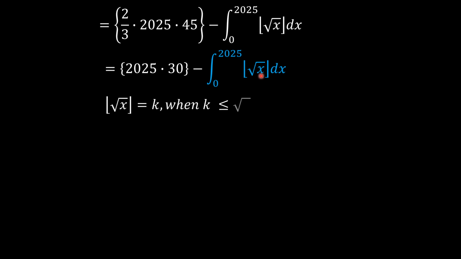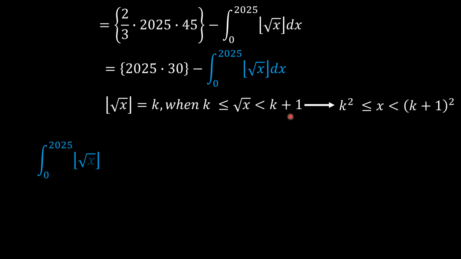What that means is that the floor function of the square root of x is equal to k when the square root of x is greater or equal to k and less than k plus 1. That happens when x is greater or equal to k squared but less than k plus 1 squared. So what does that mean? The integral of the floor function of the square root of x has some constant values.